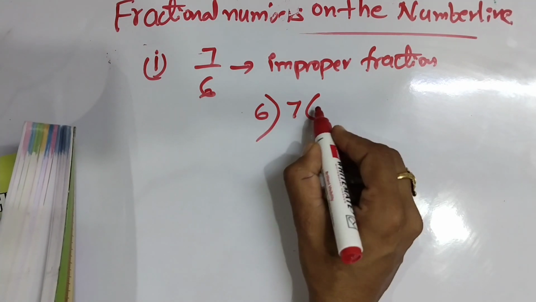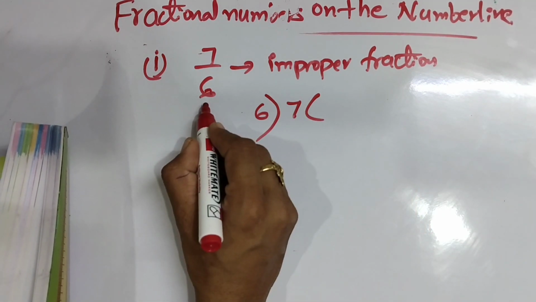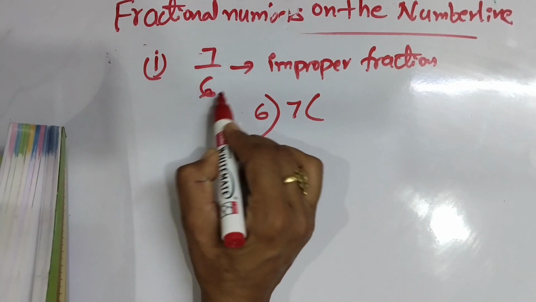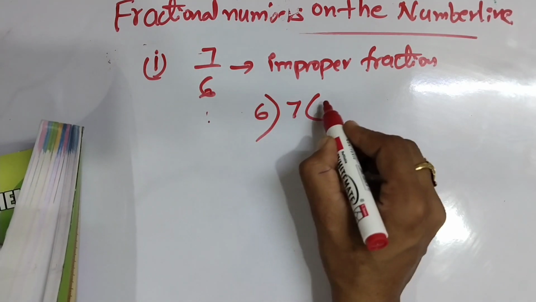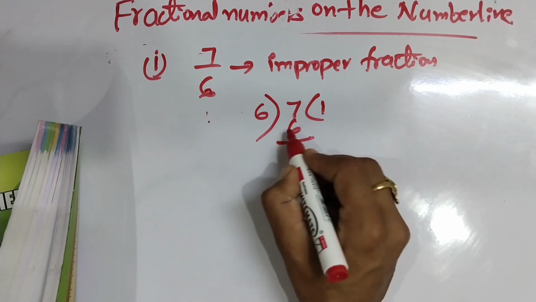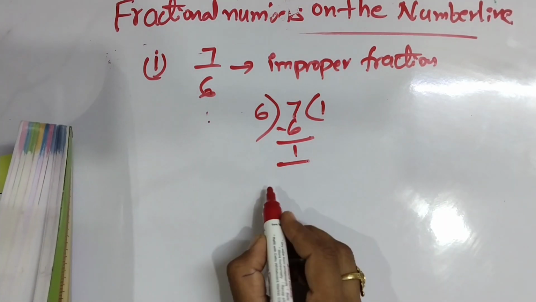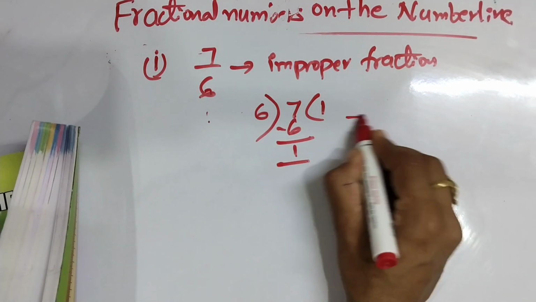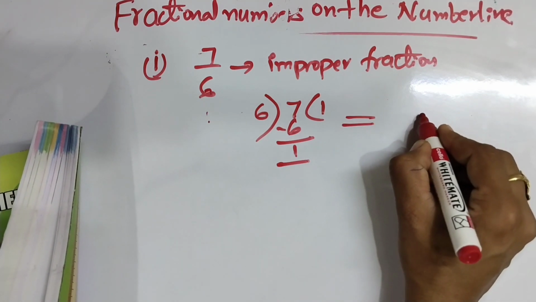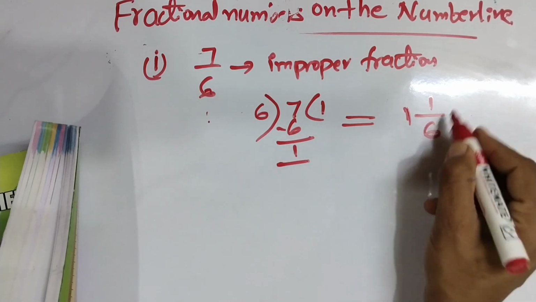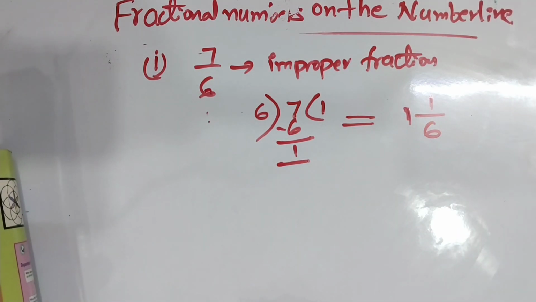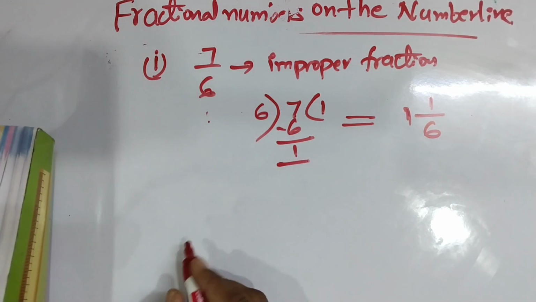That is, we have to convert it into a mixed fraction. Okay, 6 1 is 6, 7 minus 6 is 1. So if you write it as a mixed fraction, 1 1 by 6 is the mixed fraction for this 7 by 6.